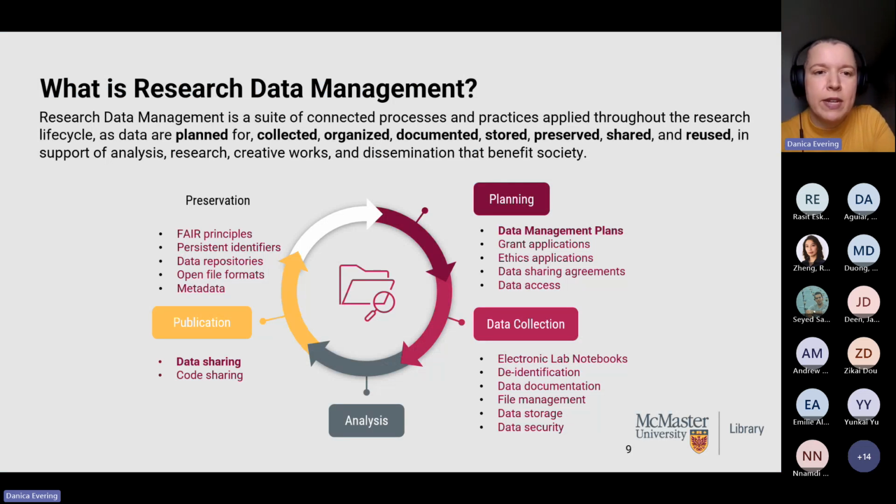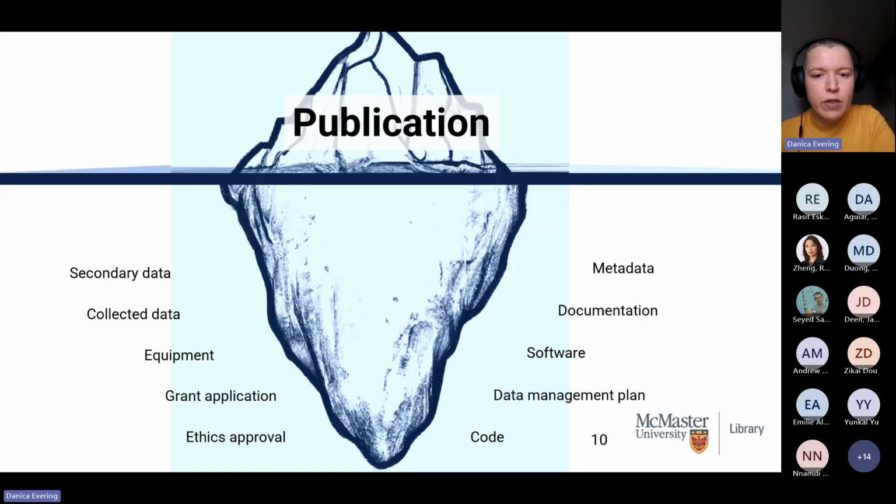So when we talk about data management, we're really talking about a whole life cycle of collection and organization and documentation and storage and reuse. So in the beginning stages, we're going to talk about data management planning, and this is an increasing grant requirement. And then we're going to talk about data sharing as well. Another way to see this is just that the publication is really only the tip of an iceberg that also includes secondary data, equipment, the collected data that we have, our ethics approval processes, our code and our software, and documentation and everything like that as well.